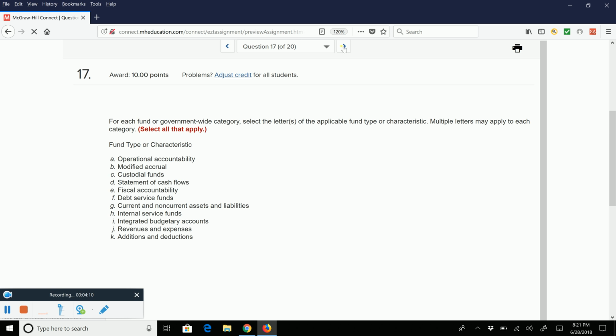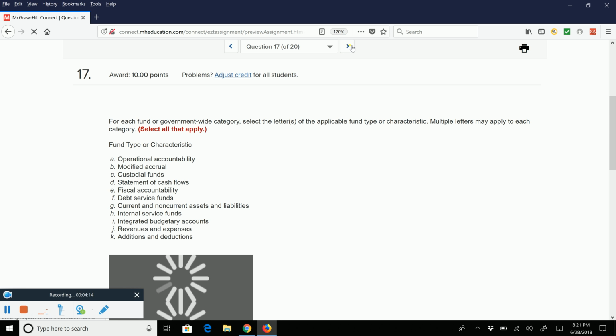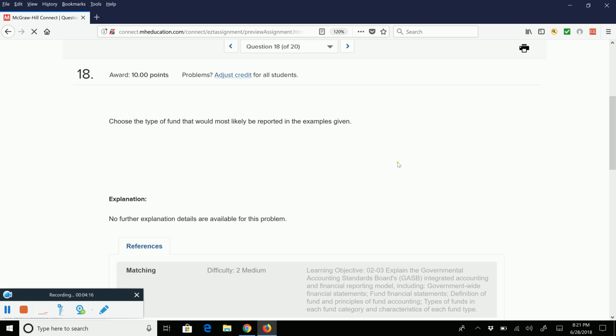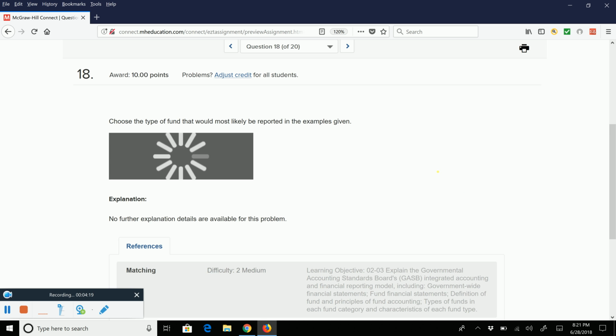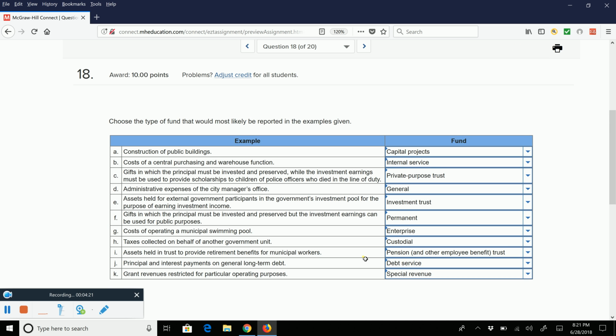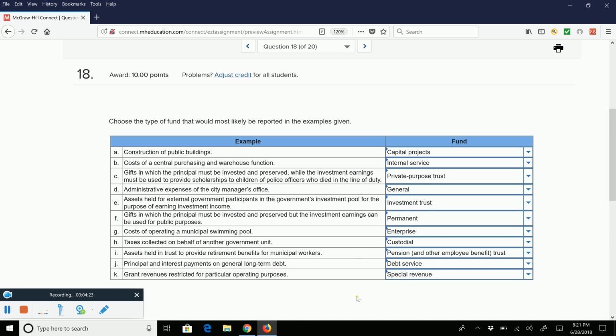I'm going to come back to number 17 in a minute, but let me go to 18 really quick. 18 is pretty much in line with what we were just talking about. You can see the wording on the left to match up with the actual fund on the right. Very similar to what we talked about.